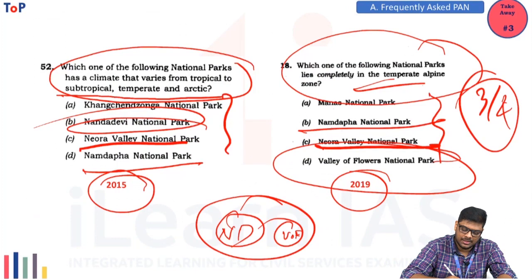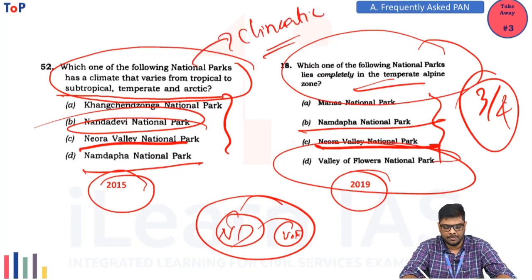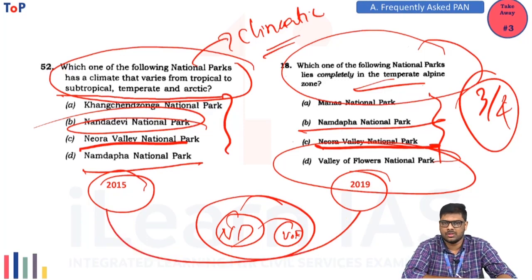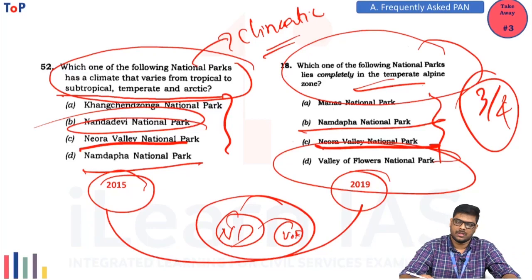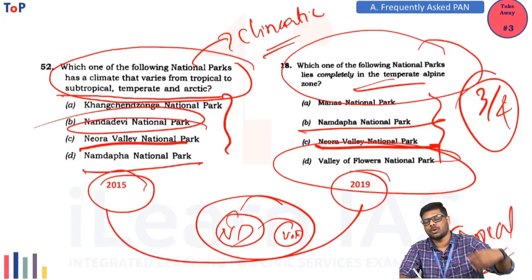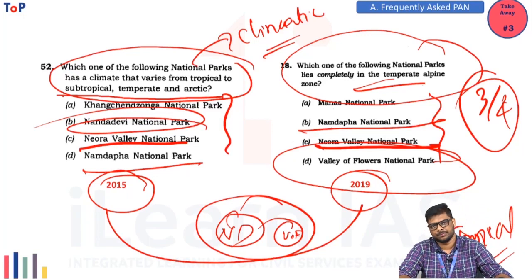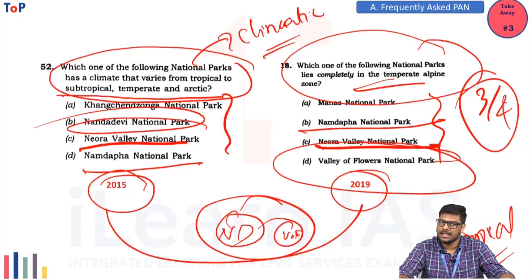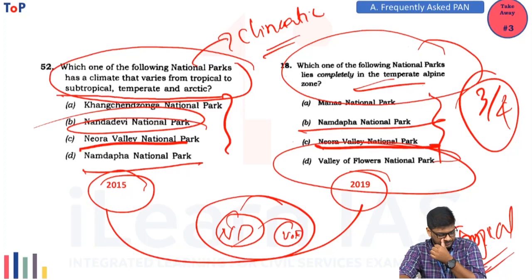Here UPSC asked about the climatic pattern. In 2015 and 2019, UPSC asked about the temperate kind of climate. Suppose UPSC now asks about tropical climate: identify a national park which completely lies in the tropical zone. That can be a question. Getting it? Completely lies in the tropical zone. That can be a question.